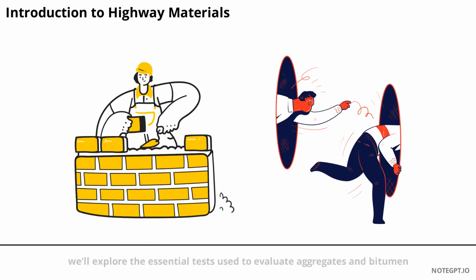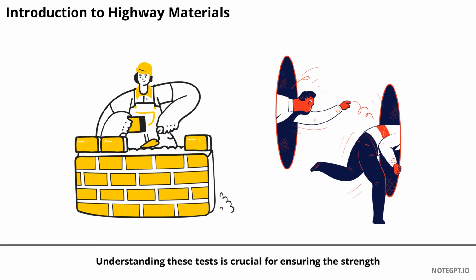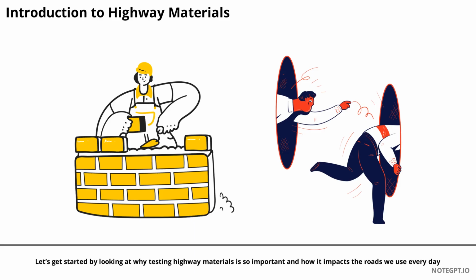In this video, we'll explore the essential tests used to evaluate aggregates and bitumen, the two fundamental materials in road construction. Understanding these tests is crucial for ensuring the strength, durability, and safety of our highways. Whether you're a student, engineer, or just curious about how roads are built to last, this video will break down each test, explain its purpose, and walk you through the key steps.